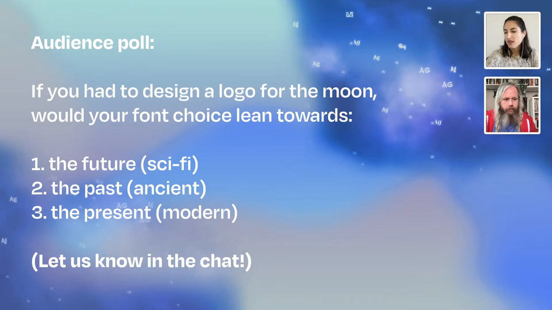Carol says sci-fi for sure. Cody says 2. The past, but not ancient. More like retrofuturism. Ooh. And I think 2 and 1 might overlap a little bit, which is like sci-fi and the past together. So 1 and 2, you know?